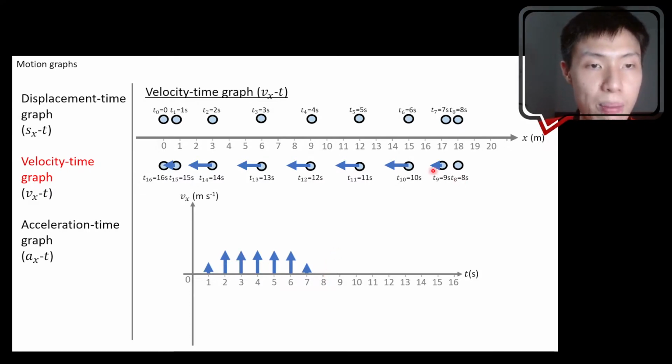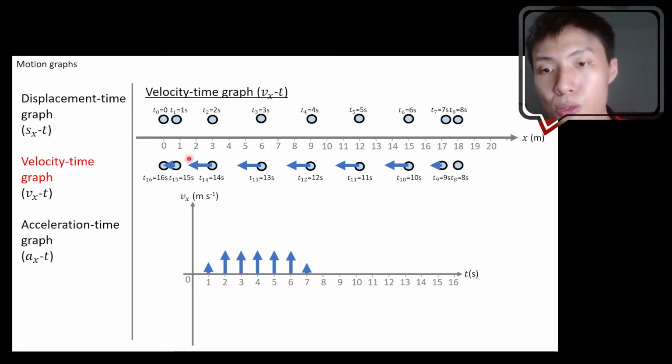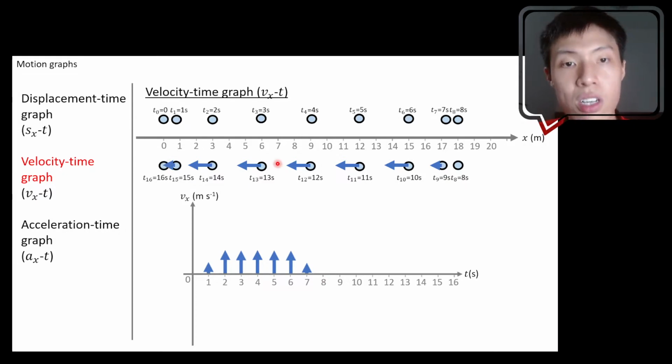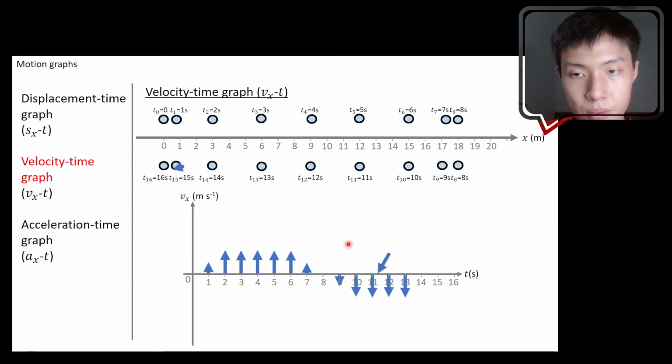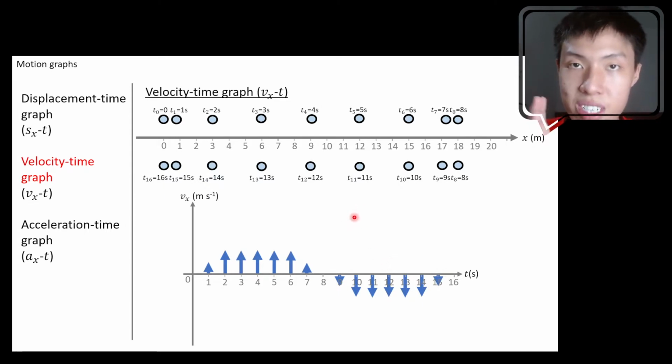Let's do that for the second part. The second part is moving in the negative x direction, so you should expect a negative x component of velocity. In that case, all the arrows here should be pointing downwards. So we bring 9 to 9, 10 to 10, 11 to 11, 12 to 12. Let's bring everything down to its respective time. And that's it. You can sort of see the shape of the velocity time graph already.